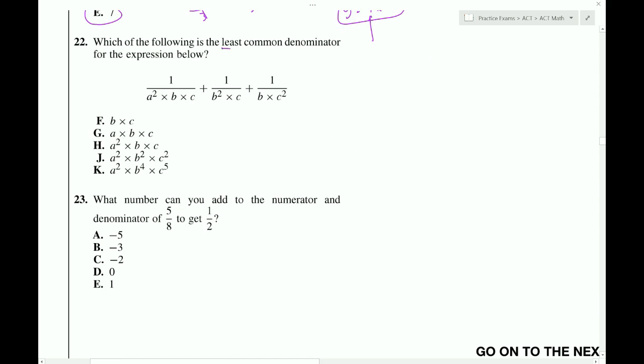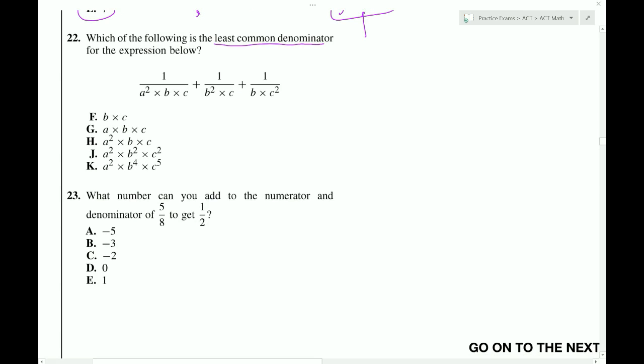Which of the following is the least common denominator for the expression below? Okay, so we have to look here at the denominators. So the first one is a squared bc, then you have b squared c, and then you have bc, right? So we're looking for a common denominator between these, and typically what we do for that is we try to fill in what's missing on each one, okay? So basically we take the highest of all the powers.